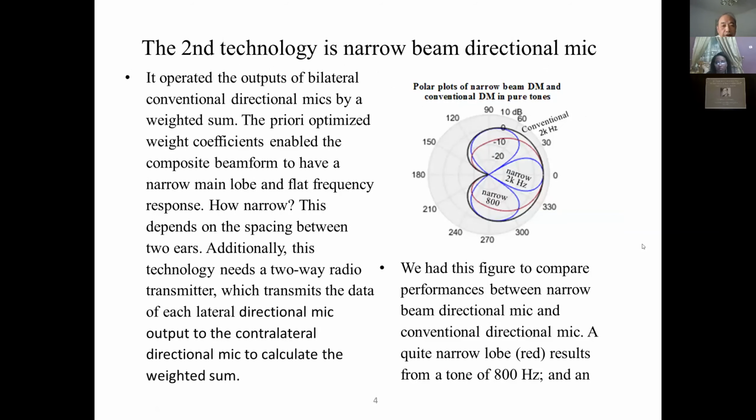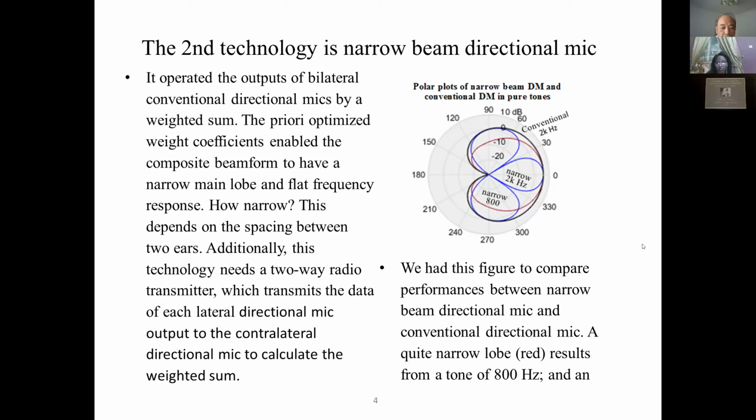The second technology is the narrow beam directional mic. It operates on the output of bilateral conventional directional mics by a weighted sum. The a priori optimized weight coefficients enable the composite beamformer to have a narrow main lobe and a flat frequency response. How narrow? This depends on the spacing between the two ears.